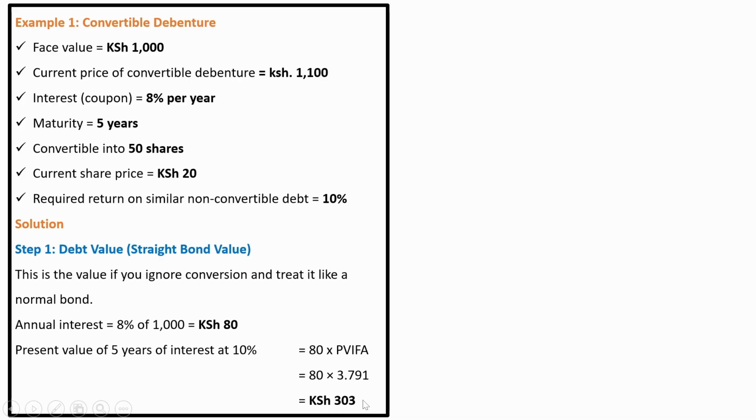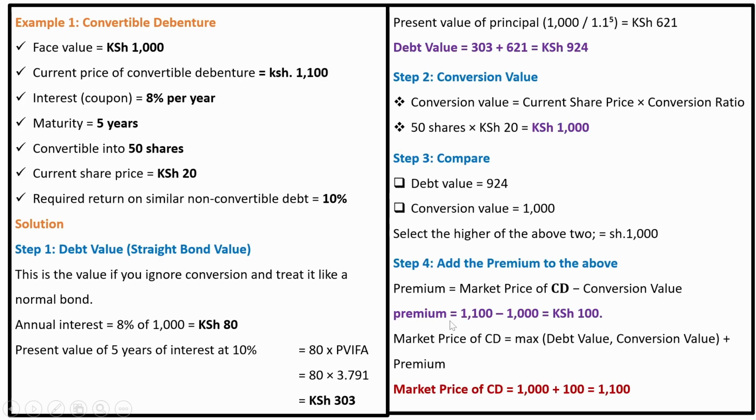Next, we need to have present value of the principal. So remember, principal, you don't receive it every year. You receive it at maturity. In this case, maturity is 5 years. So you are going to receive it after 5 years during redemption.